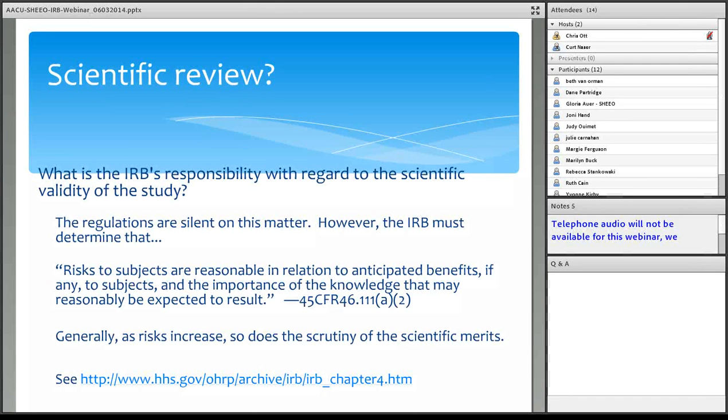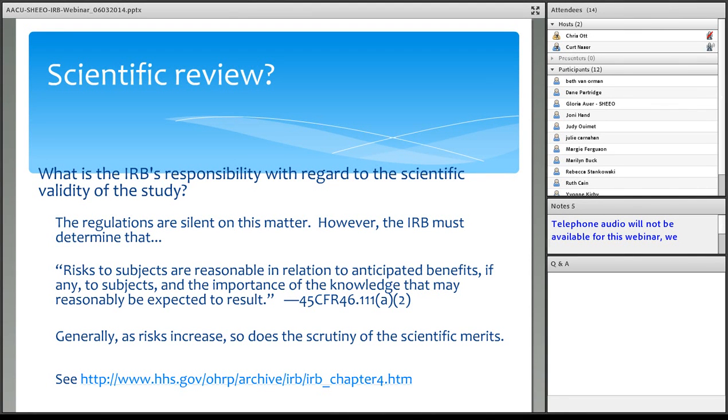So this is one sort of pain point that you may have experienced with your IRB, and so it's worthwhile trying to help educate your IRB about what their proper role is relative to the scientific merits of the research. Now, there's another benefit that's related to scientific benefit, and that is social benefit.